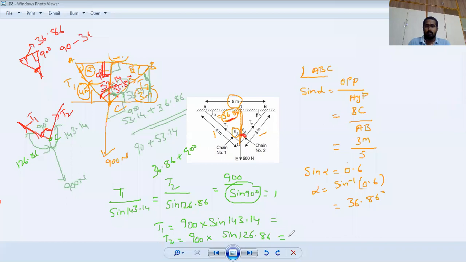T1 is 539.87. What are the units? Newtons. Super. Next, the T2 value. 720.1 Newtons. Okay.